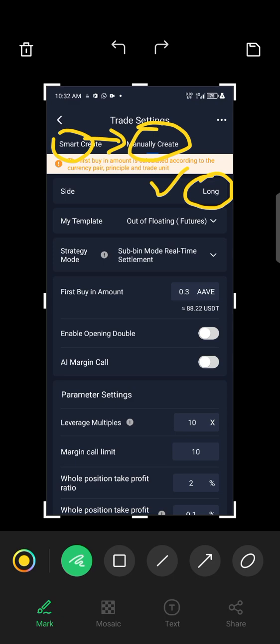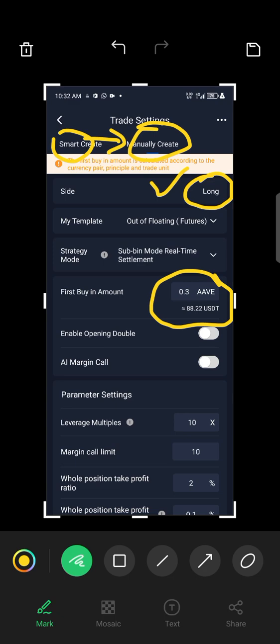After changing your strategy mode to sub-bin mode real-time settlement, the first thing you do is change the amount of how much you want to use. Remember, you see this one, the first amount at the top is giving you how much AAVE you are entering the market with, but beneath it is giving you how much in USDT. We have USDT in our account, so we need to do the equivalence and know exactly how much we want to enter the market with. In fact, that is what we're going to use.